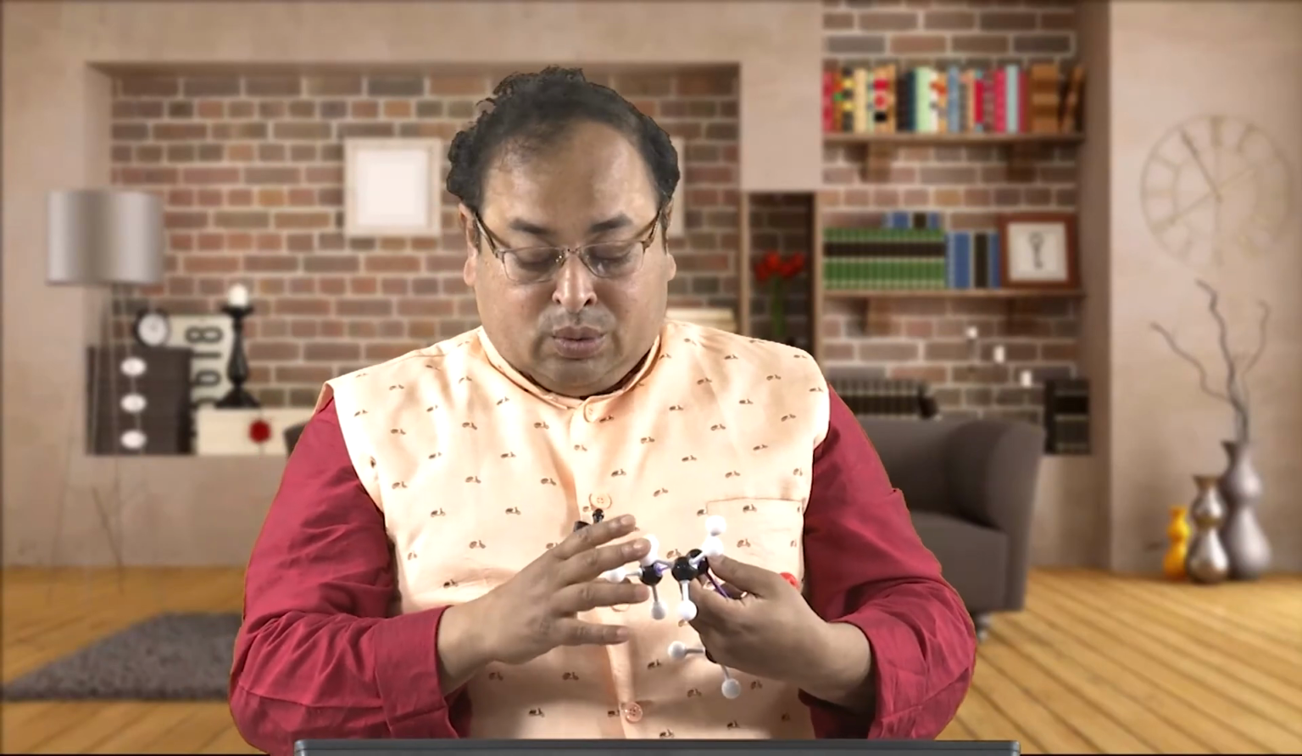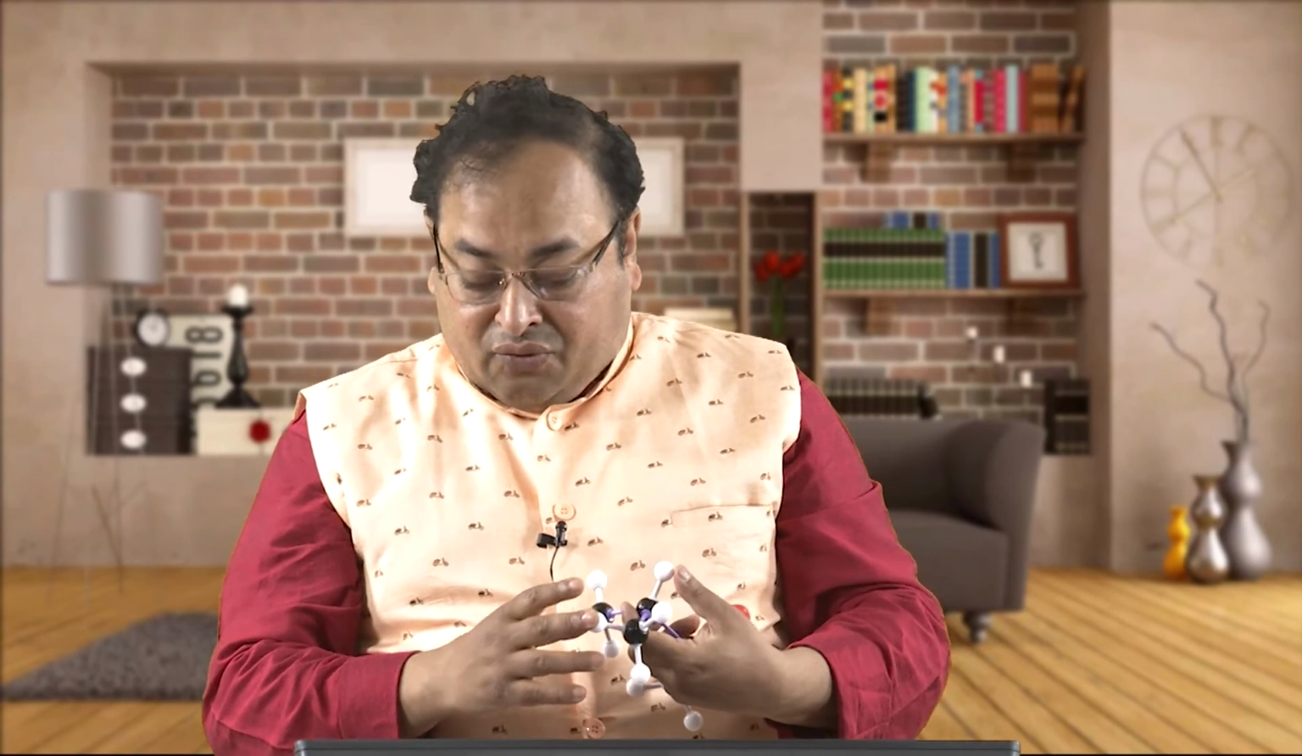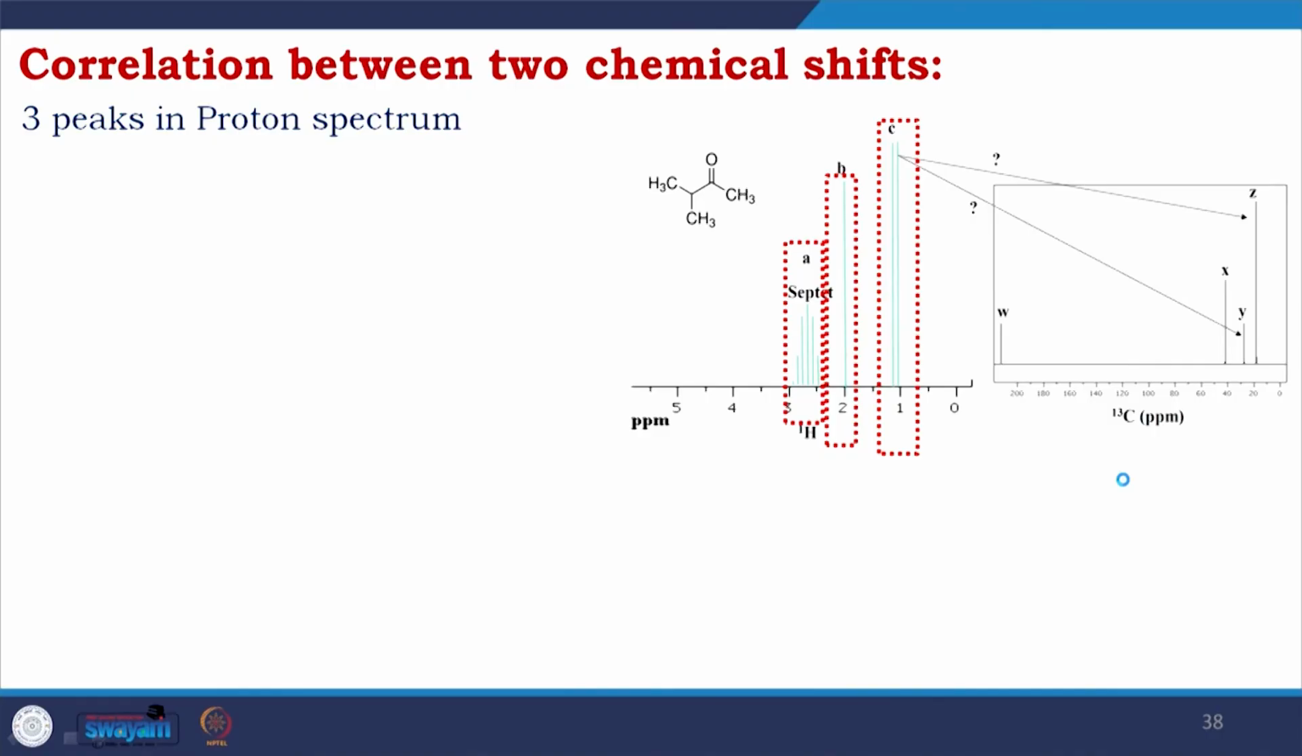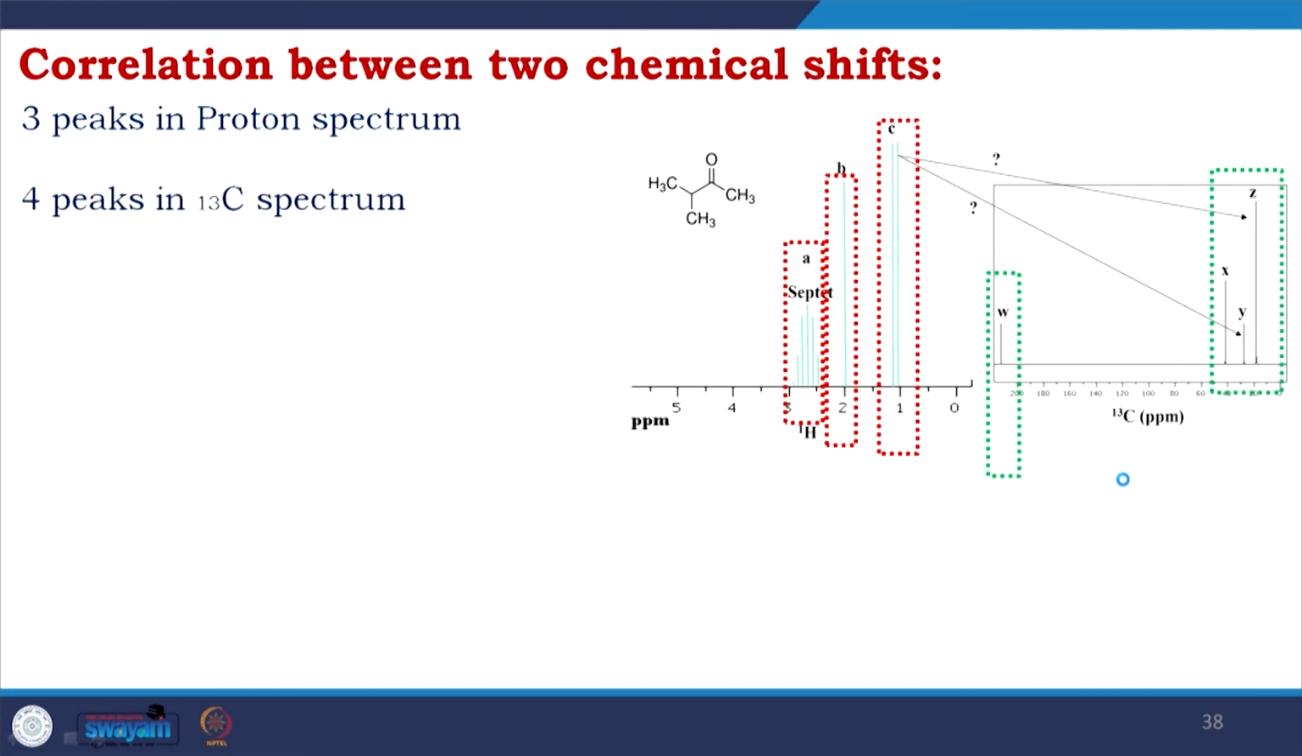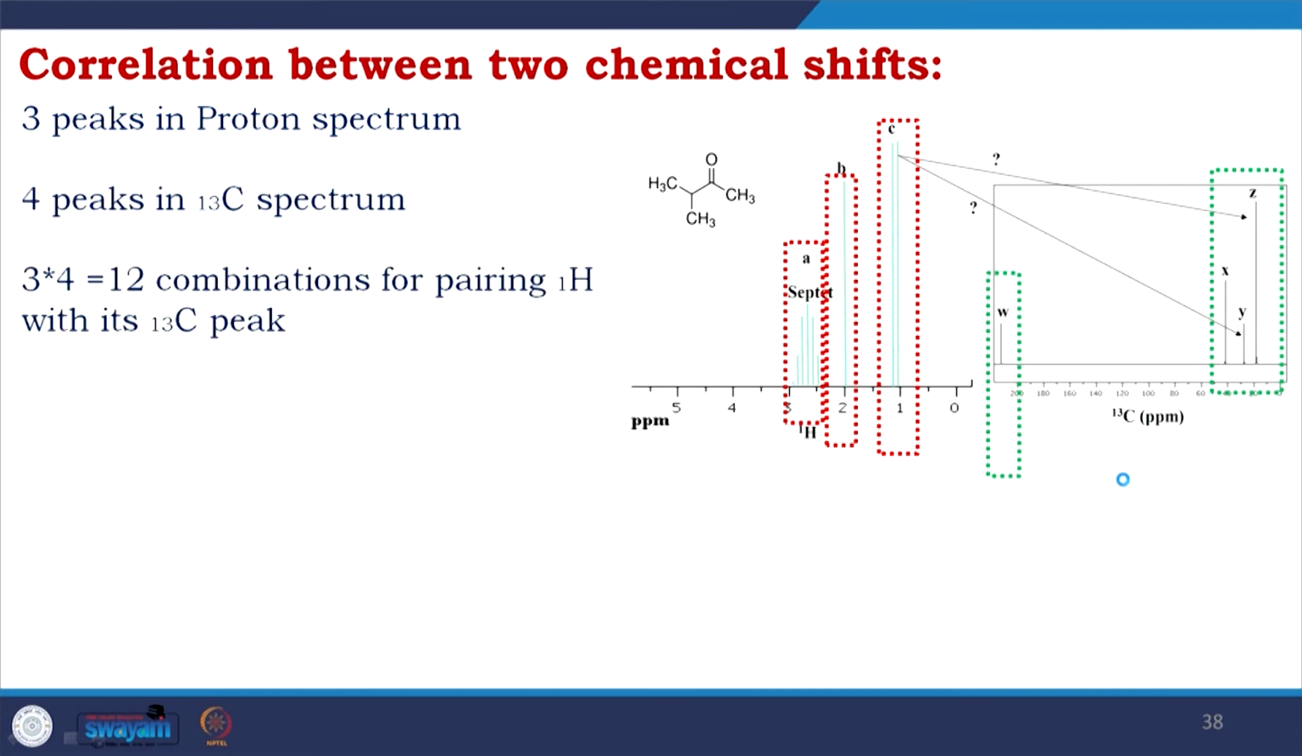So, these two have the effect of 1, so they are a doublet. This is a singlet, and this one has 6, so this is a septet, that is one, and carbon has 4 peaks. So, 3 peaks in the proton spectrum, as we have discussed, and 4 peaks in the 13C spectrum.